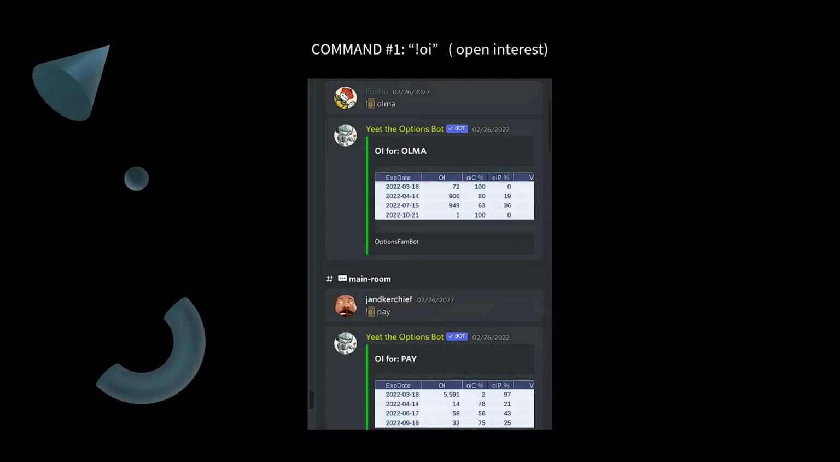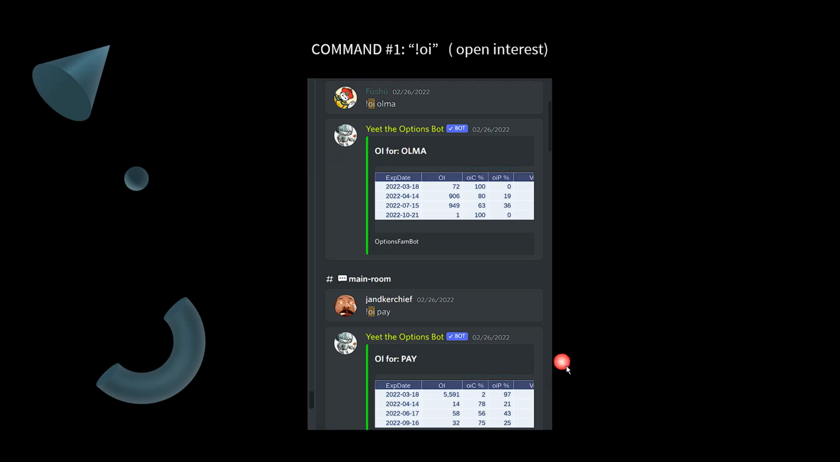So command number one, and there's two forms of this command. It's always going to be called using exclamation point, OI, space, and then type in the ticker that you would like to utilize. I have two examples here. Fushu says OI OLMA, and you can see that it prints out this picture here for OLMA. Then in main room, Janker Chief puts OI pay, and we get a printout of the OI for pay.